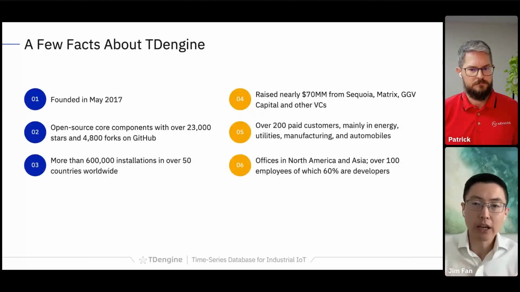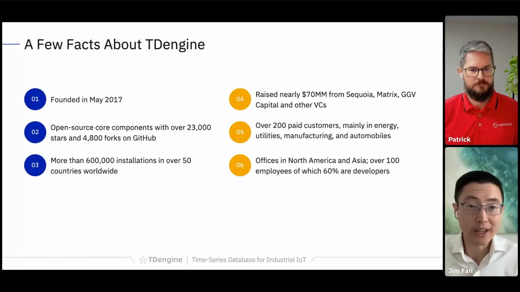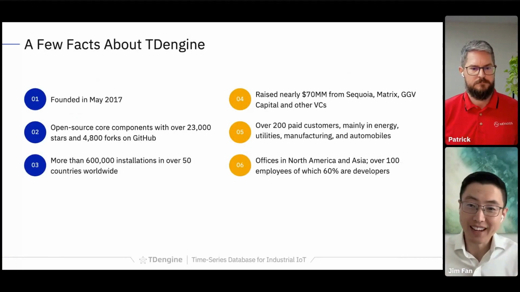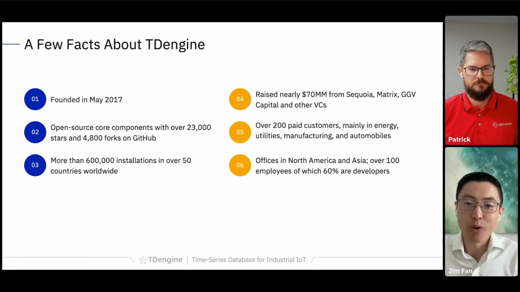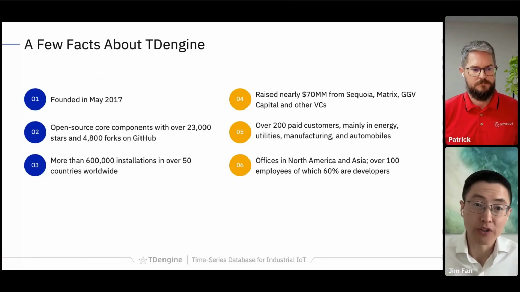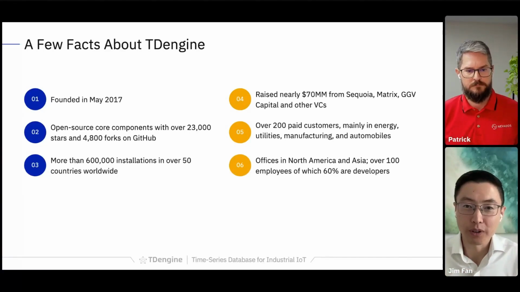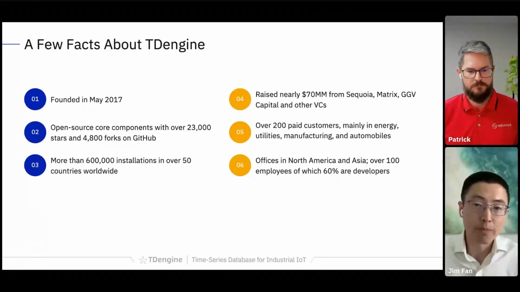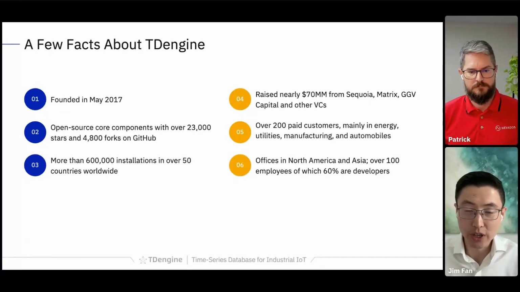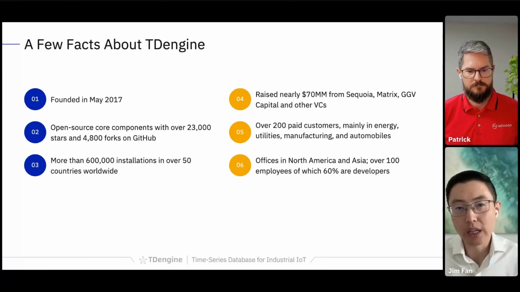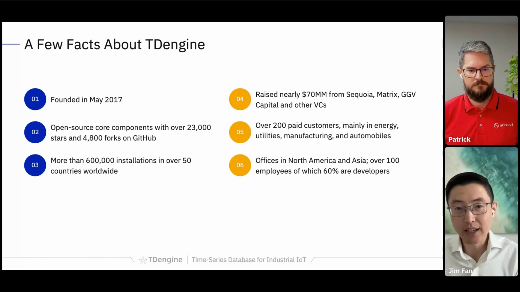A little bit about TDengine. We were founded in 2017. We're an open source database software company, and with our open source version, there are over 600,000 downloads already across 50 countries worldwide. So there are a lot of people using TDengine every day throughout the world. And we also have over 200 paid customers in various industries. Most of them are concentrated in energy, utilities, manufacturing, and automobiles.